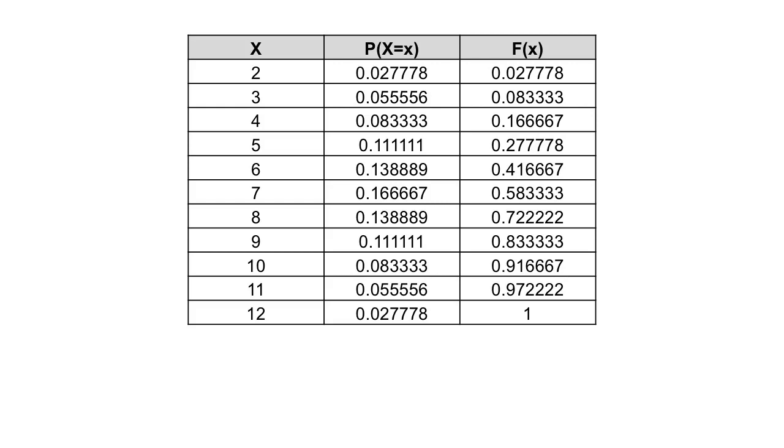Here's an easy rule. For the largest number, the F of x is always 1. In this case, the largest number possible is a 12. So for sure, with probability 1, we will roll a number of 12 or less.